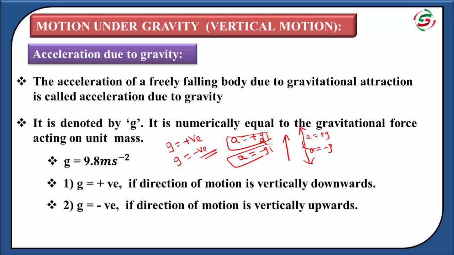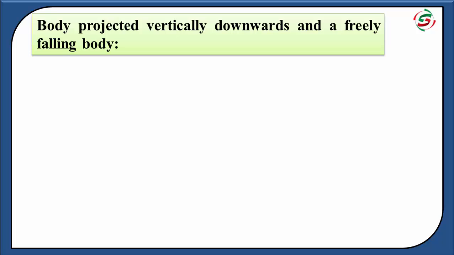Remember this point. When the body moves vertically upwards, a equal to minus g, because the force and displacement are opposite to each other. But when the body moves vertically downwards, force and displacement are in the same direction. That's why it's taken as positive. Now we will see some different formulas on the basis of this concept, for a body projected vertically downwards and a freely falling body.